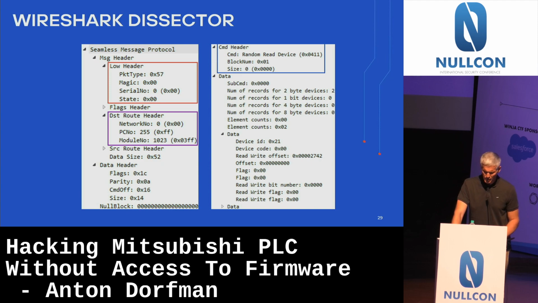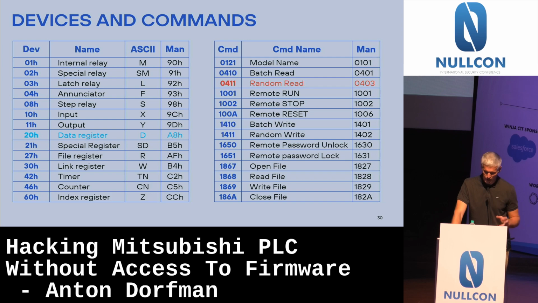And also I identified most of the commands and devices. You can see some of them in these tables, and we can see this read random command and data register. They are marked in color. On the left side of the tables are the numbers for our protocol, and on the right are the numbers for the similar protocol in the manual.